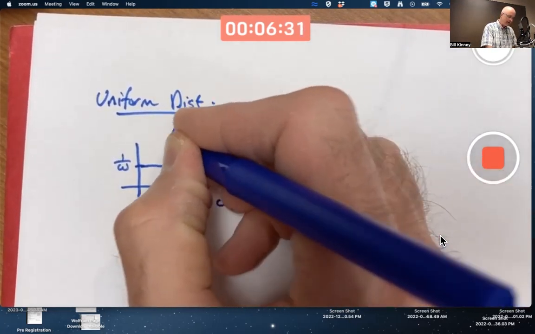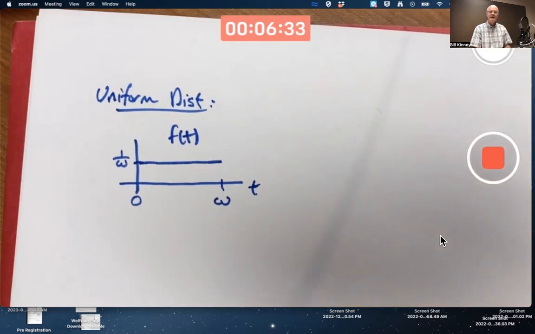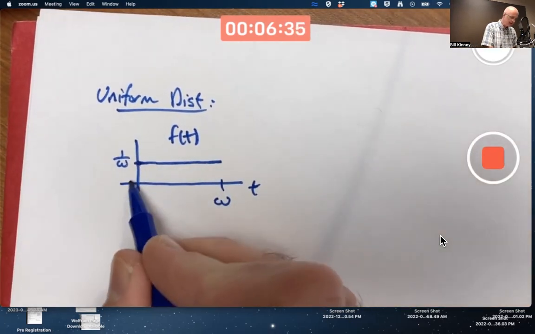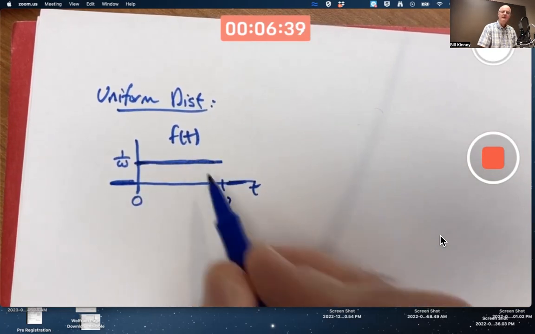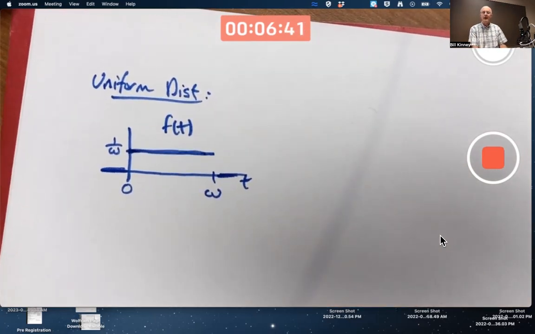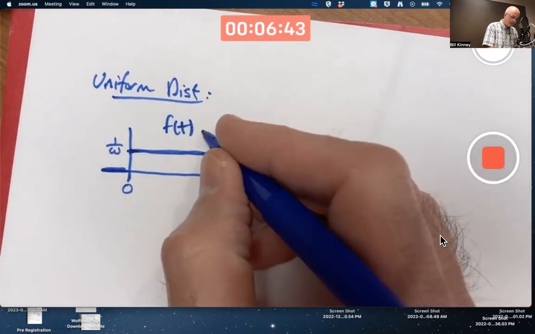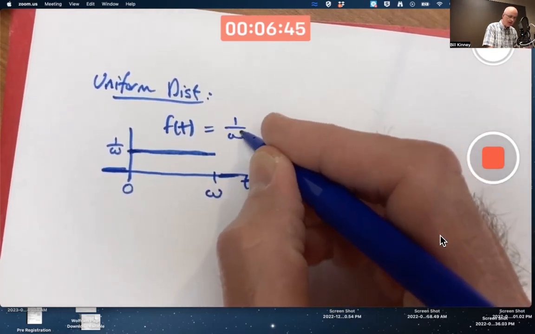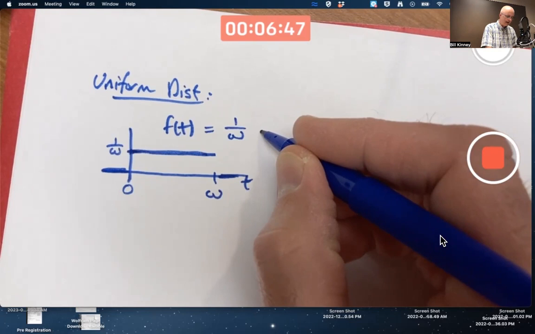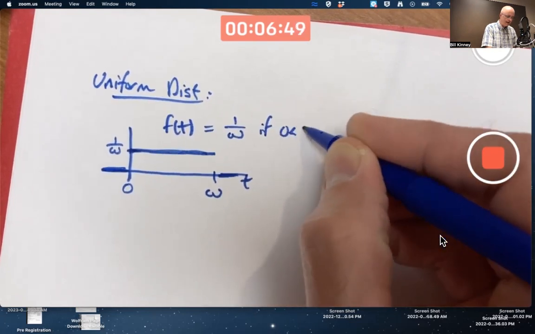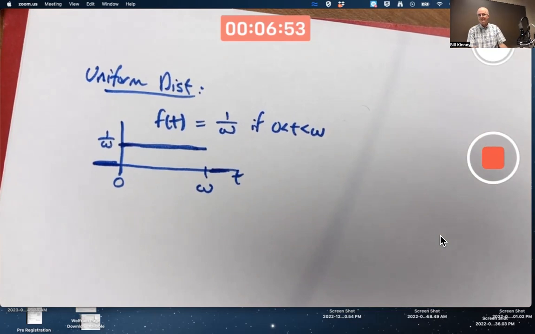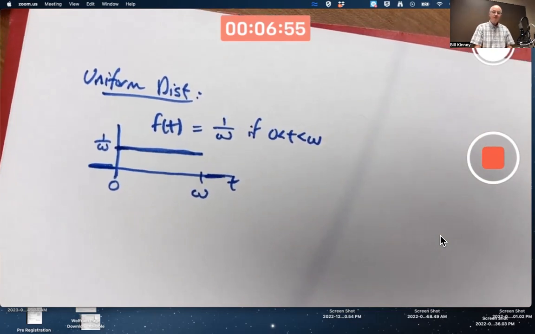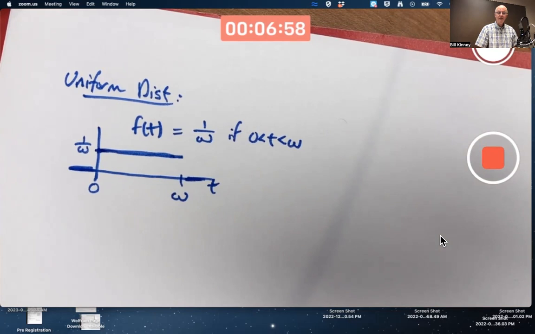T is the variable. This is a PDF, f of t. Again, as always, it's technically a piecewise function. It's 0 over here, 0 over here. It's 1 over omega when t is between 0 and omega. I'll just write that part of the formula: 1 over omega if t is between 0 and omega. Should I include the endpoints? Again, it's not a big deal if I do or don't. So there's my PDF in a uniform distribution.